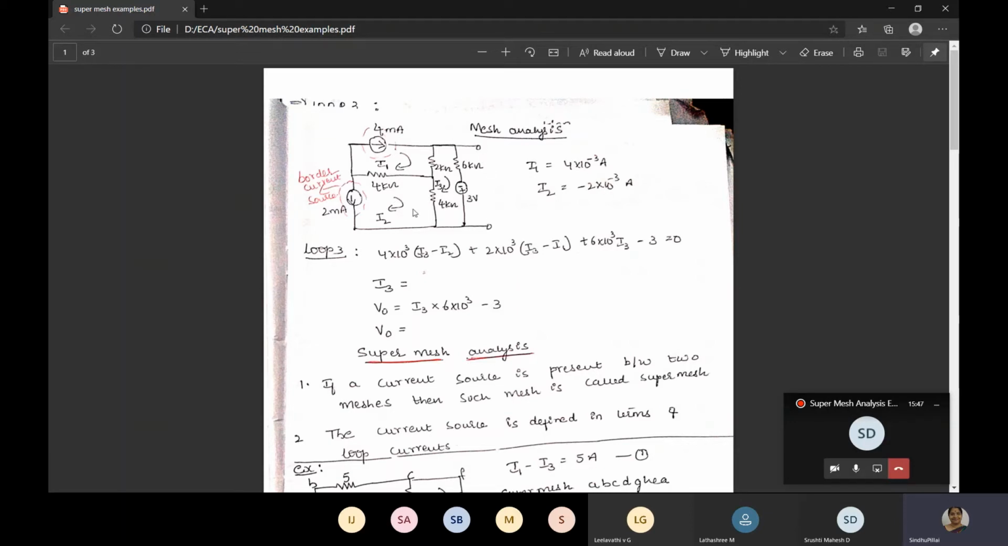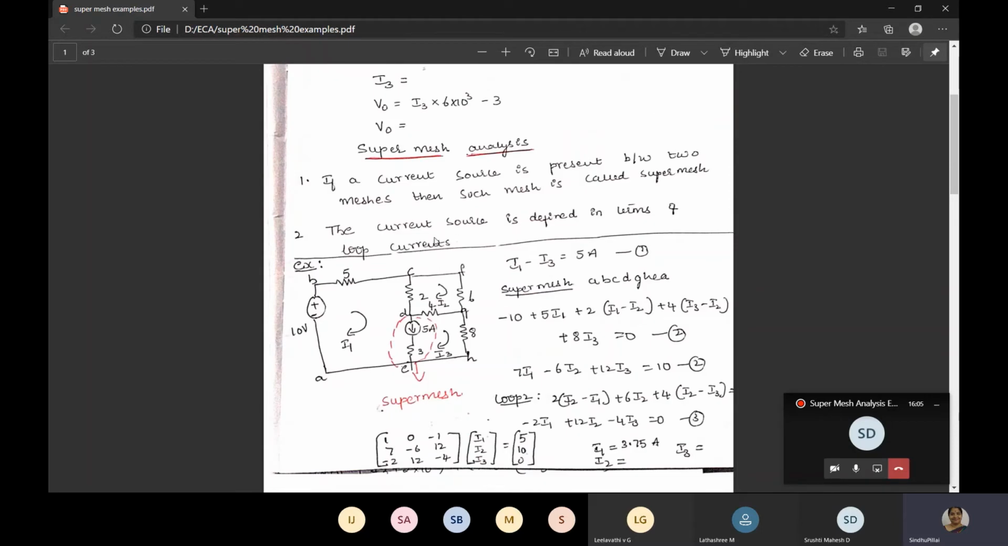This is one of the examples of mesh analysis where we have a current source at the border. Whenever we have a current source at the border, the current in that loop will be equal to this border current source. That you have to remember. Okay, this is the first example. Next we will go with the concept of super mesh.